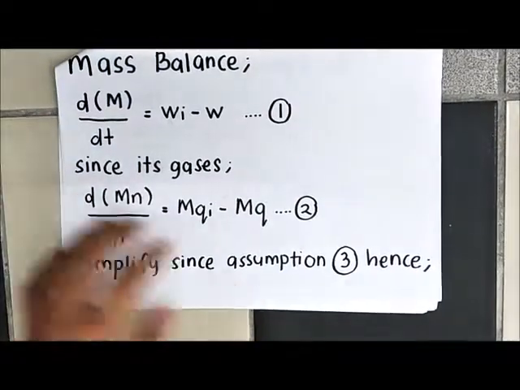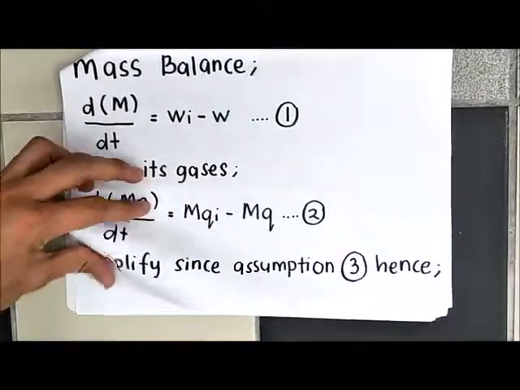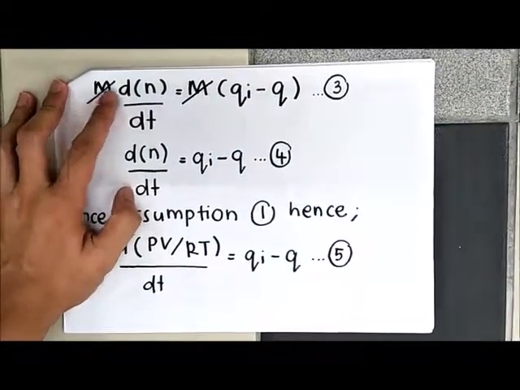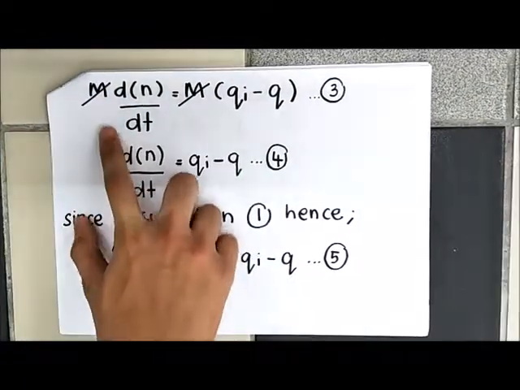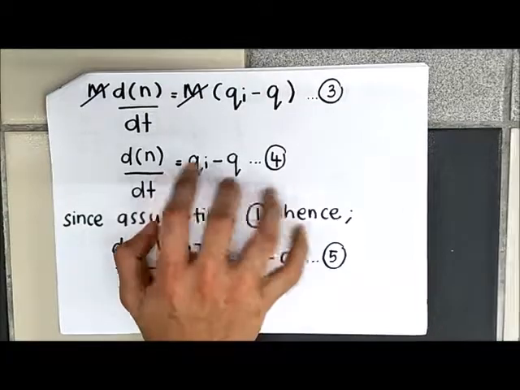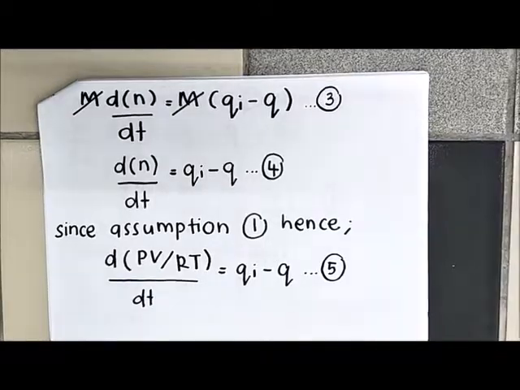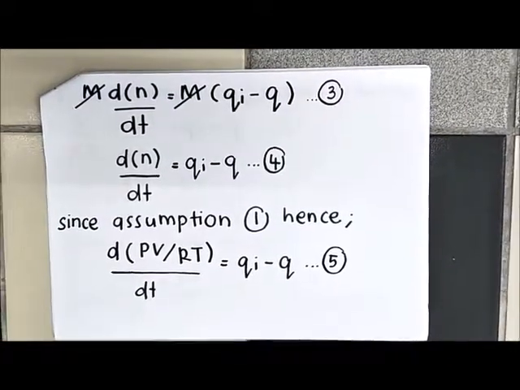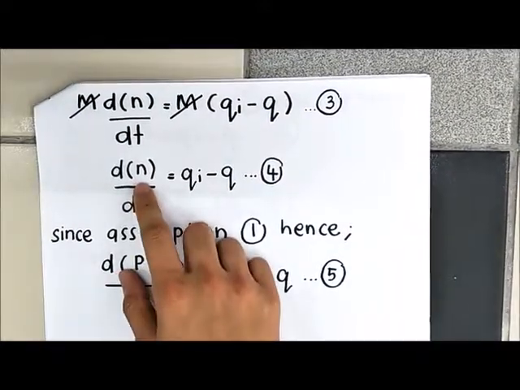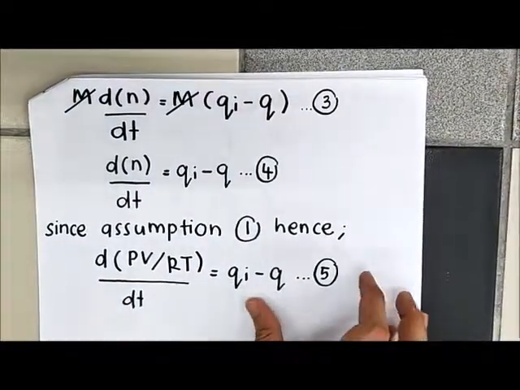So we have to simplify. Since the M is the same, we can factorize it, then simplify it by cancelling out the molecular mass. Then the equation remains as dn over dt equal to Qi minus Q. Since we assume that it is ideal gas, we change the moles to be d(PV over RT) over dt equals to Qi minus Q.